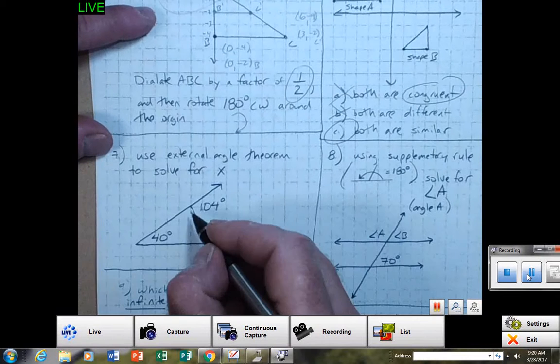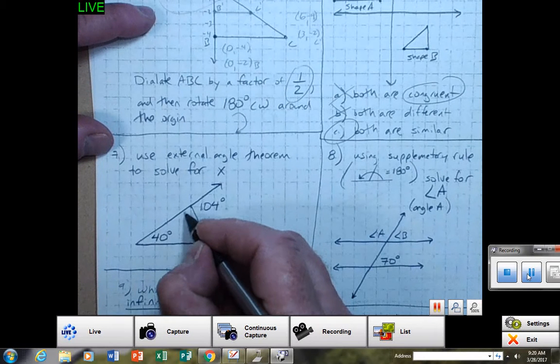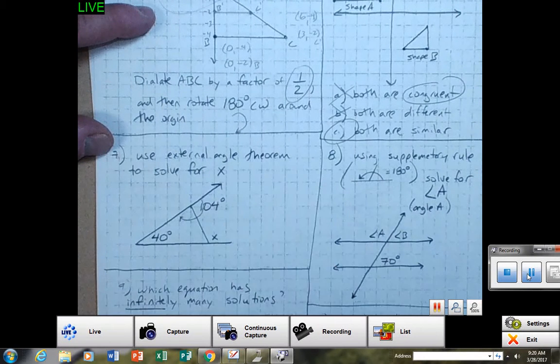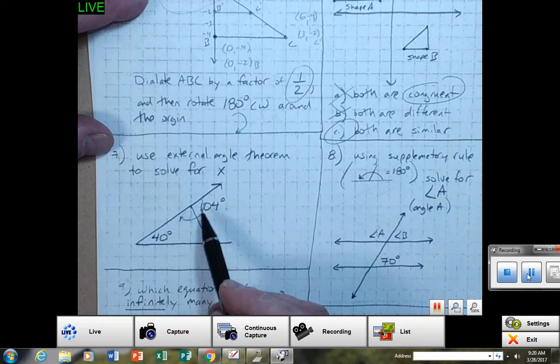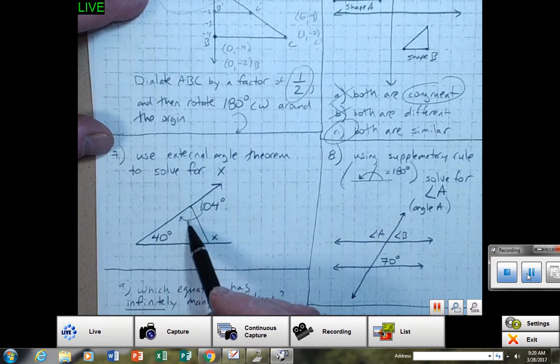This problem has you find this angle right here using the supplementary rule. Both this 104 and this angle right here will add up to be 180.